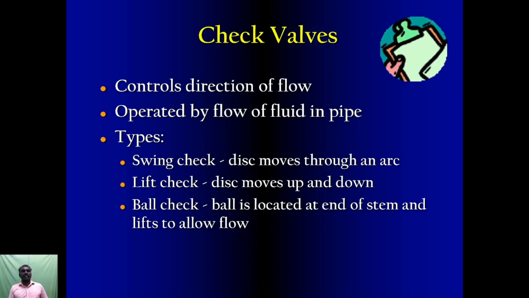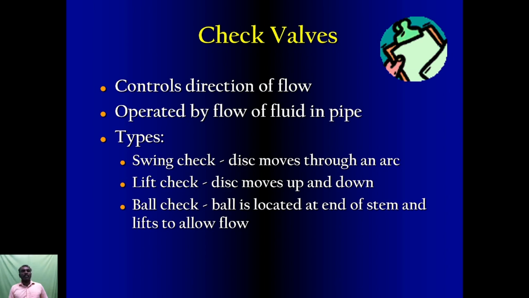Then check valves, controls the direction of flow, operated by a flow of fluid in pipe. Types: swing check, disc moves through an arc, or lift check, disc moves up and down. Ball check, ball is located at the end of stem and lifts to allow flow. It is three types.